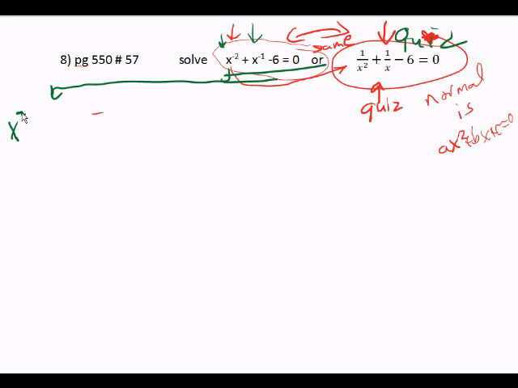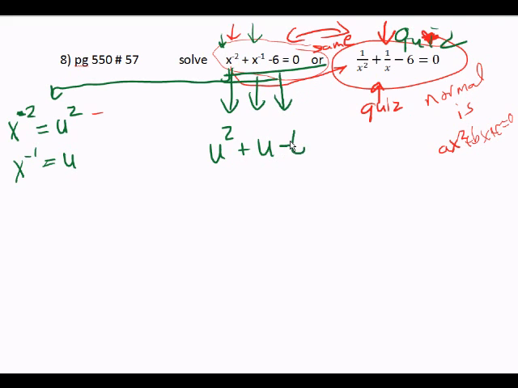Whatever's in this first spot, x to the negative 2, is really what u squared equals. And then x to the negative 1 is what u equals. And I'm changing them. This is going to be now u squared plus 1u minus 6 equals 0.